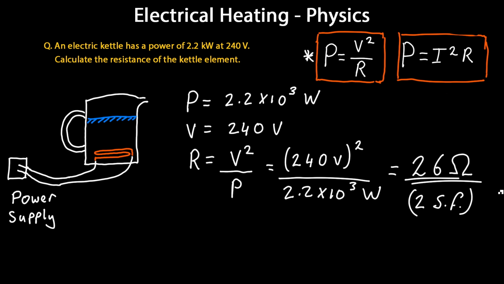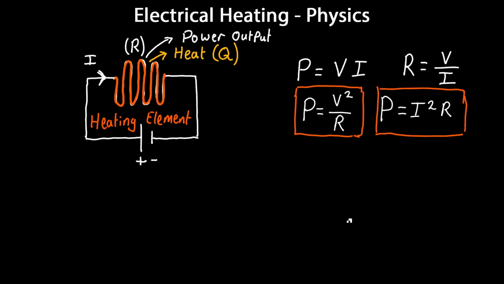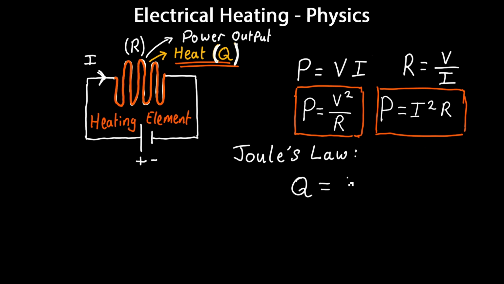So now we can work out the power dissipated by a resistor or heating element, but how can we work out how much heat is emitted over a certain time period? So to do this, we can use Joule's law. And Joule's law is written like this, where the heat emitted by a resistor is equal to the current squared multiplied by the resistance multiplied by the total time that electrical current is moving through the resistor.